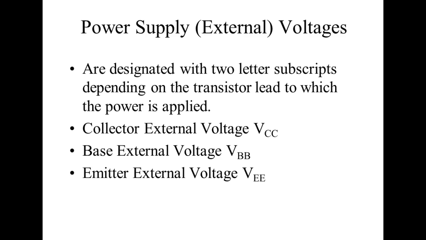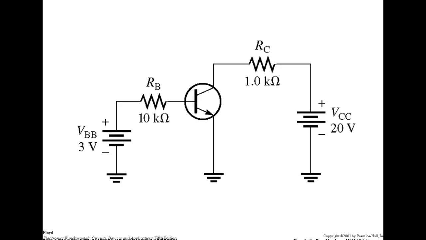So power supplies, external voltages, are designated with two letters. We're okay there, right? What is this power supply called? VBB. This power supply is called VCC, and we don't have an emitter supply right now. We don't need an emitter power supply. But if I was looking at the voltages on a microprocessor on a computer, you'd see VCC and you'd see VEE, because they do power up the emitter on those things, for reasons we don't need to talk about here.